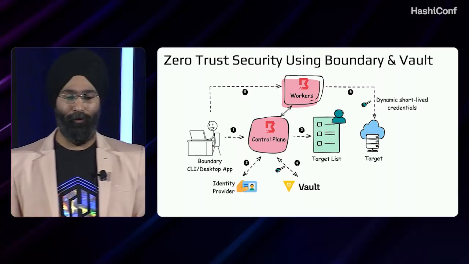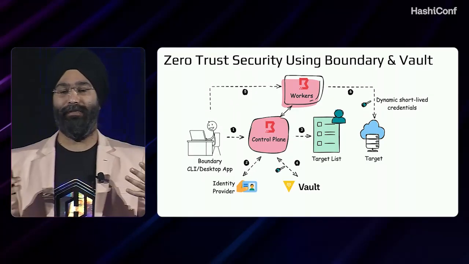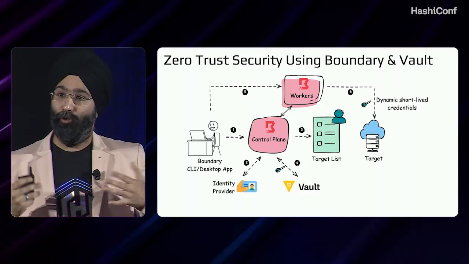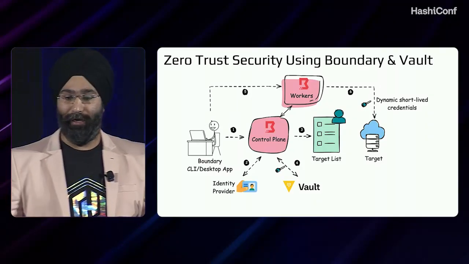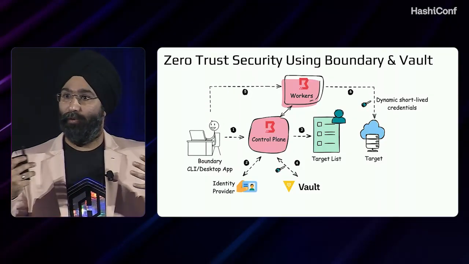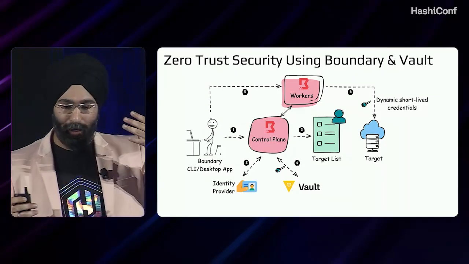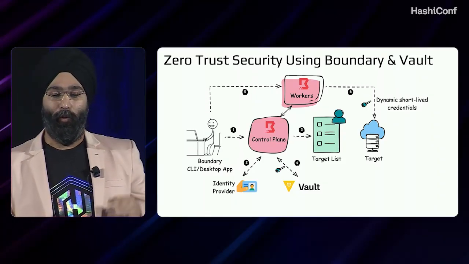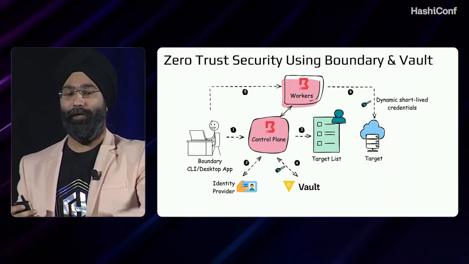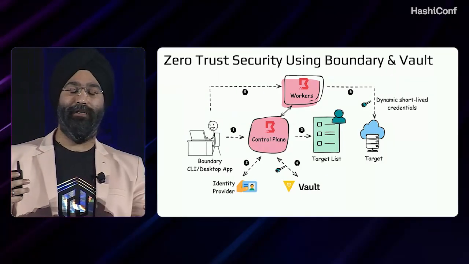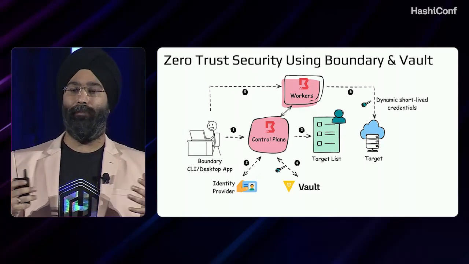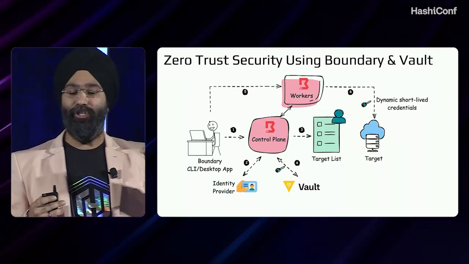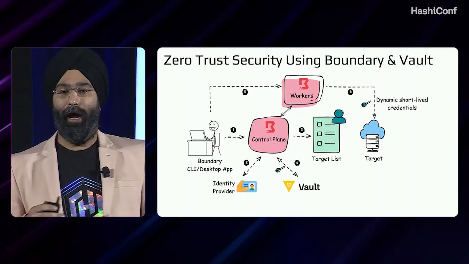If we look into this workflow, in the very first step, the Boundary user uses the Boundary CLI or the Boundary desktop app to authenticate to the Boundary control plane using an identity provider which has been configured for your organization. Once the user is authenticated, on the third step, the user is presented with a list of targets or hosts which they are authorized to see. Once the user attempts to connect to a particular target, the Boundary control plane gets the requested credential from HashiCorp Vault. Now this credential can be static or dynamic. Dynamic is better, definitely.